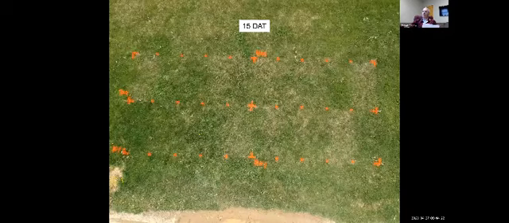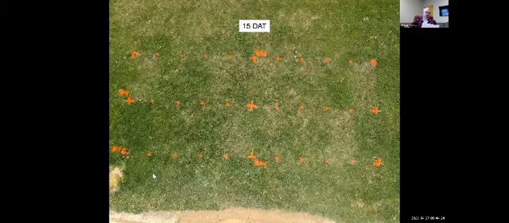So let's move forward to 15 days after application. And here's our untreated check. Here's our metsulfuron treatment. This is Primo right here. And Roundup. And there's Ornament. So you're looking at this and you're thinking, whoa, I'm getting more discoloration from the Ornament. Maybe I'd choose one of these other products.